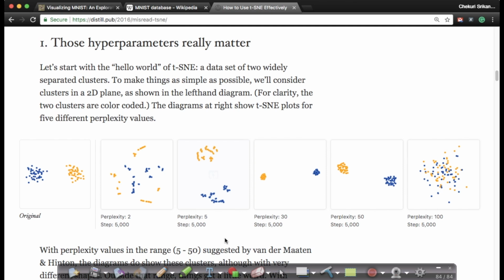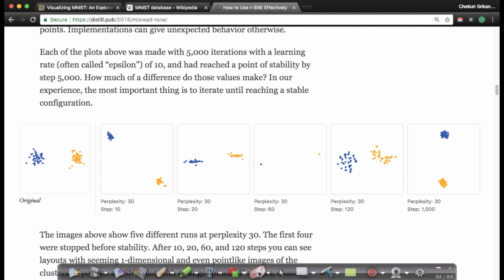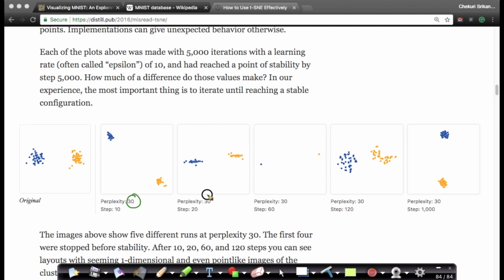The next important thing is, what if I keep my perplexity constant? If you look here, again, same data set. I kept my perplexity as 30 every time, but I'm changing my step, which means I'm changing my number of iterations. I'm increasing the steps: 10 iterations, 20 iterations, 60 iterations, 120 iterations, and 1000 iterations. You'll notice that this seems absurd, right? I have all the points grouped in a small area here.